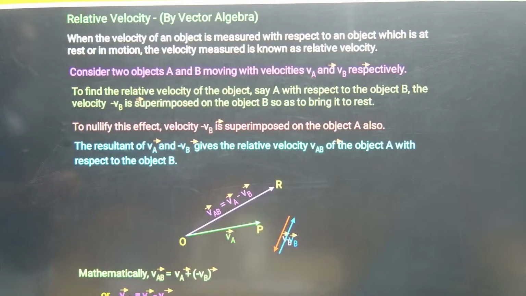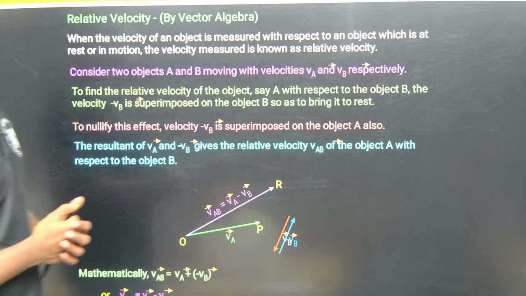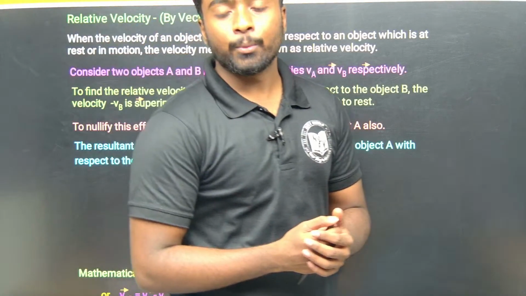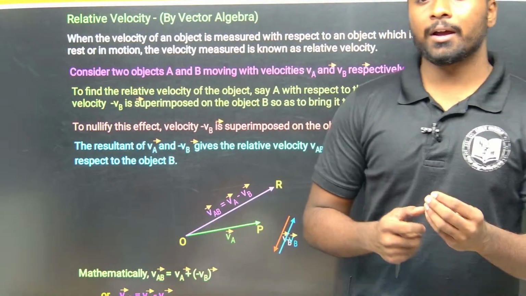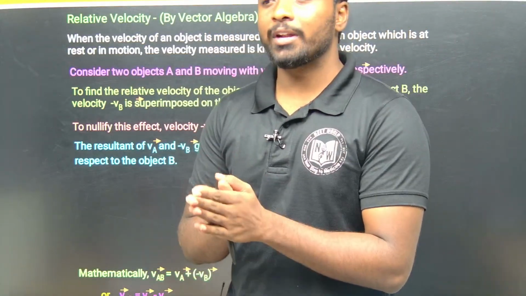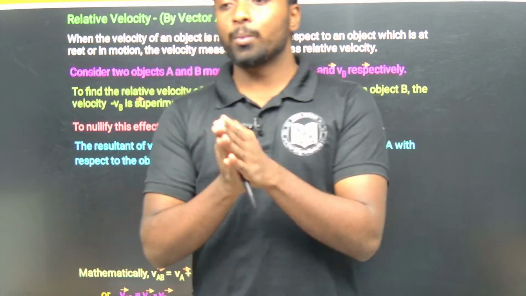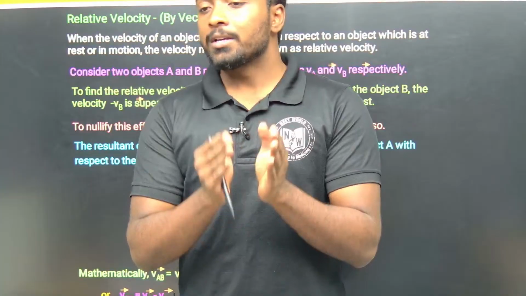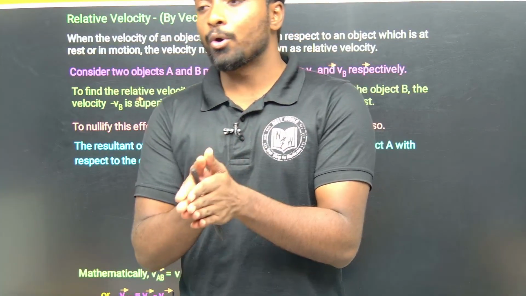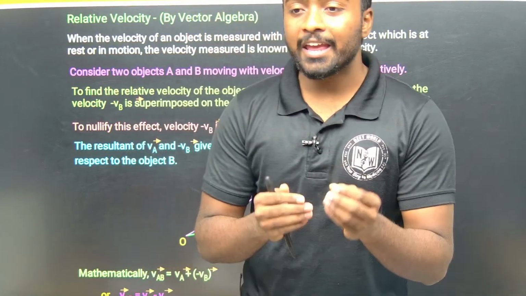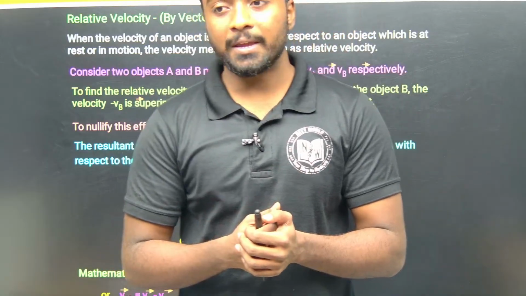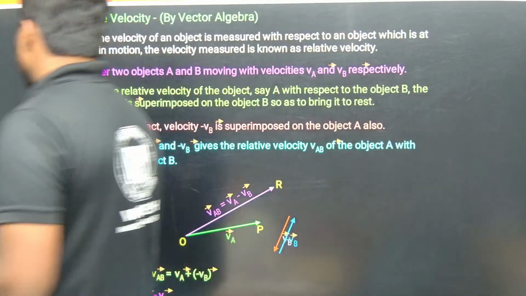So relative velocity. We have studied velocity. Relative velocity is like an object A going with some velocity and object B going with some velocity. If I want to relate the objects, I can say object A is relative to object B. So object A's velocity is relative to object B's velocity. Wait a minute, I will explain here.